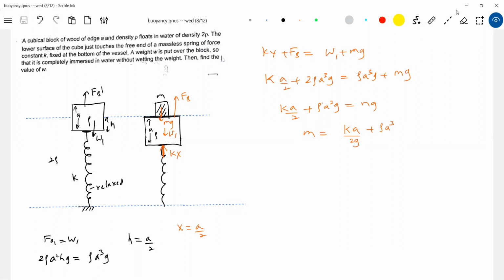Same problem, sir. If a container accelerates, what are you going to do? You're going to bring in the effective g. Wherever g is there, effective g will come into the picture. Nothing big.